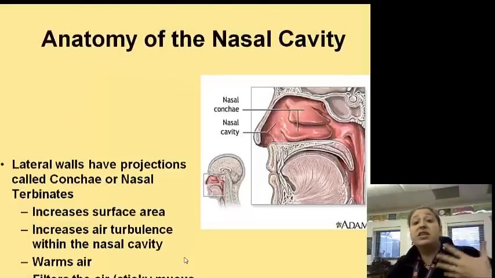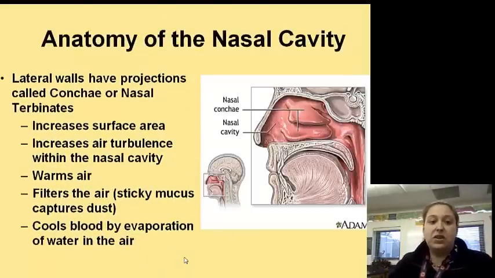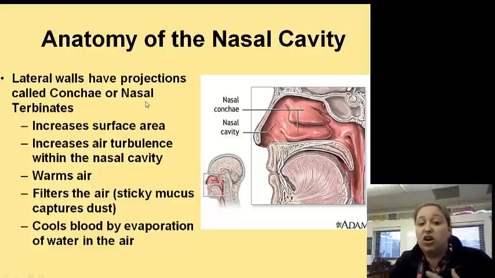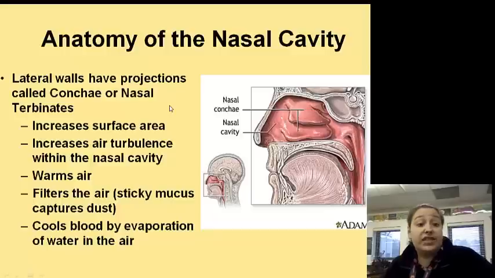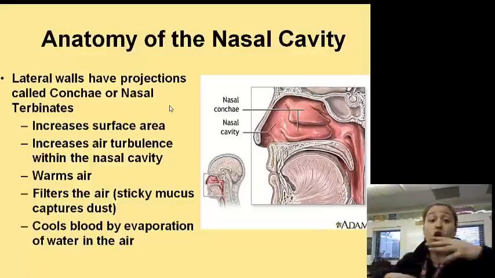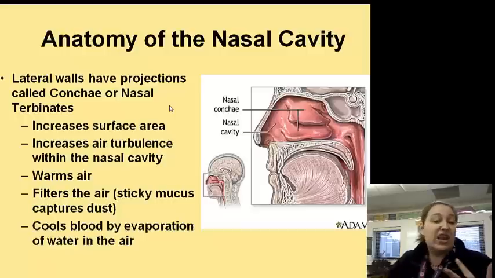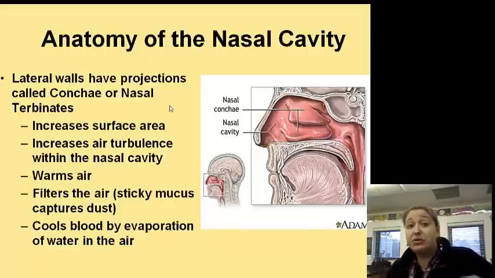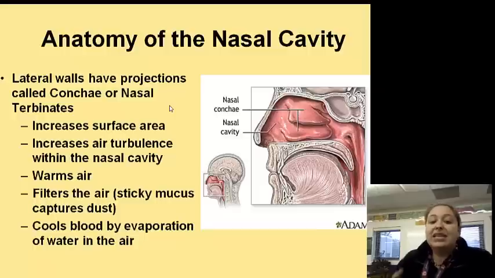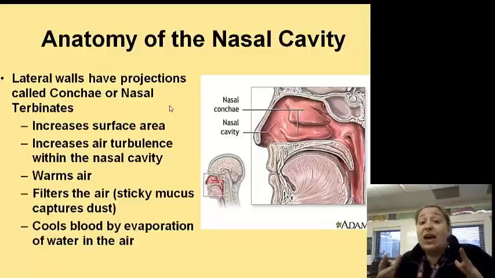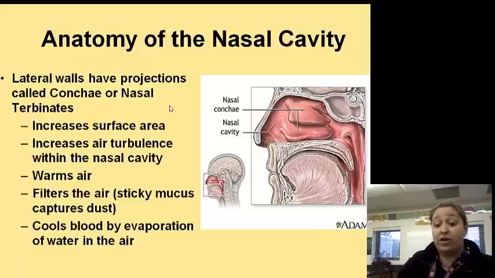Okay, so when we look at the anatomy of the nasal cavity, we've got those lateral walls that have projections called the concha, or the nasal turbinate. There's going to be 3 of them here. They increase the surface area, they increase air turbulence within the nasal cavity, they warm the air, they filter the air because they have sticky mucus all over them, and they can also cool blood due to evaporation of the water in the air.